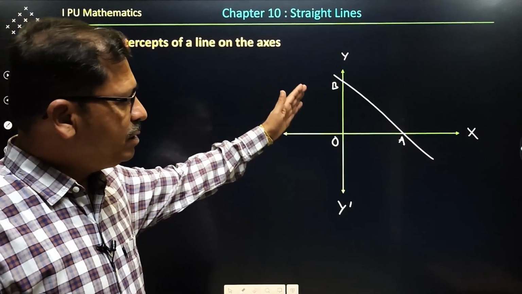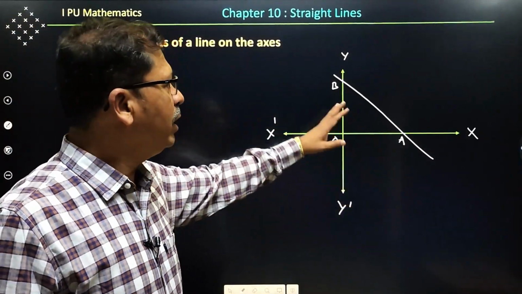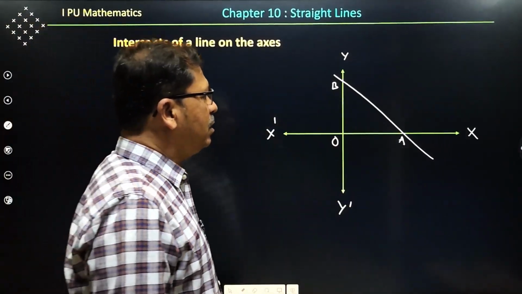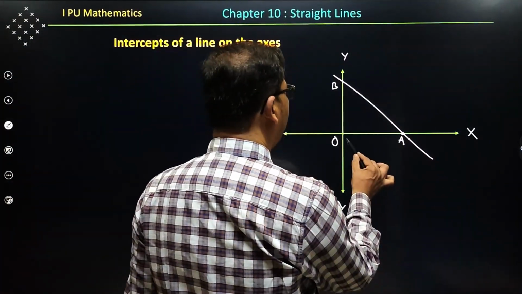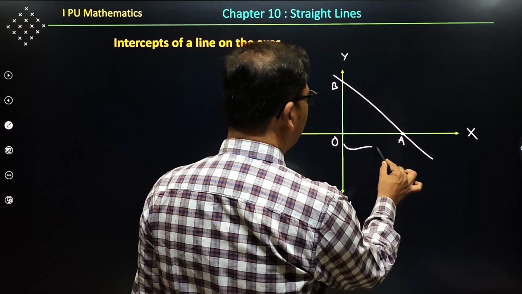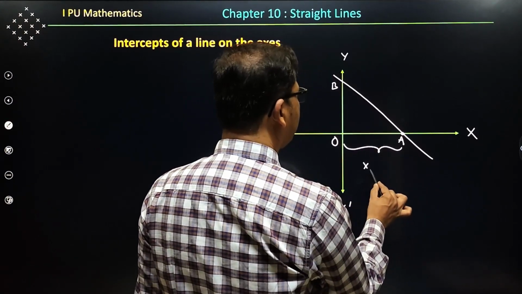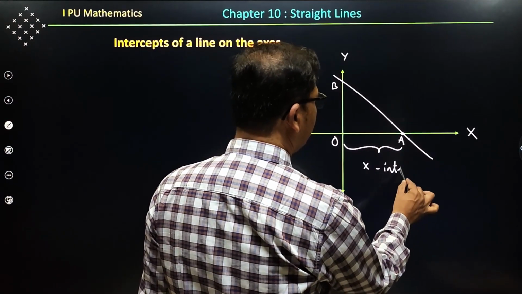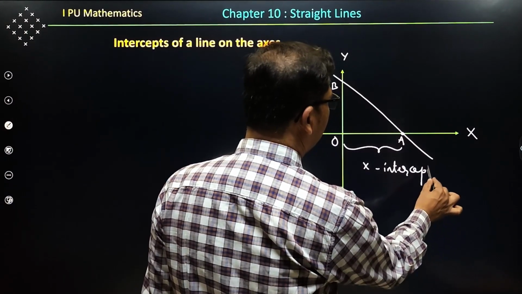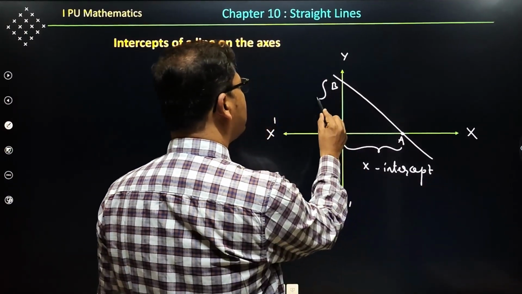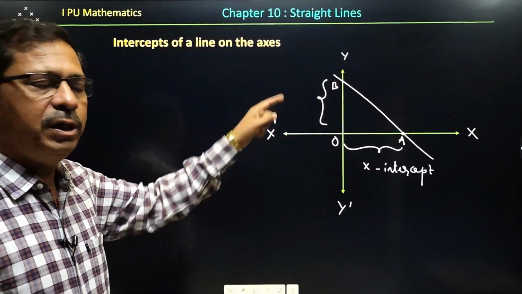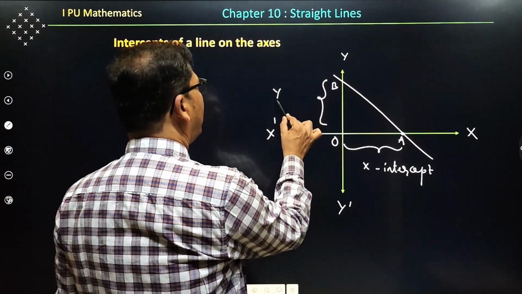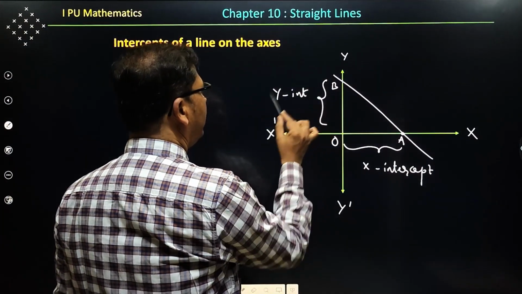Whenever a line meets the x-axis at a certain point and the y-axis at a certain point, the distance from the origin to that point of intersection, OA, is called the x-intercept. On the other hand, the distance from the origin to the point on the y-axis where that line meets is the y-intercept.